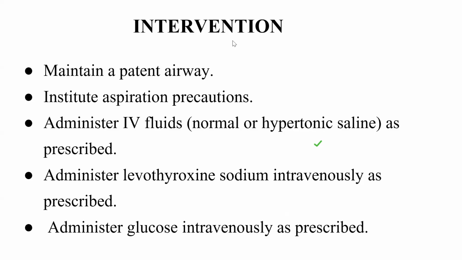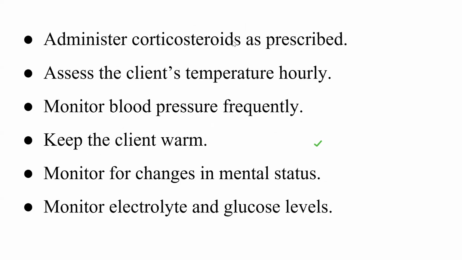You also want to give levothyroxine. It's a major drug used in hypothyroidism, given intravenously. It has to be intravenous and not oral. Why? Because this is a crisis. This is a severe form of hypothyroidism. You also want to administer glucose intravenously as prescribed. Administer corticosteroid as prescribed. Assess the client's temperature hourly. It's very important because they are at risk of hypothermia. You also want to monitor blood pressure frequently. Keep the client warm, monitor for changes in mental status, and monitor electrolyte and glucose levels.